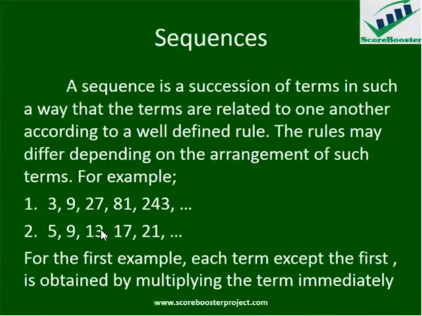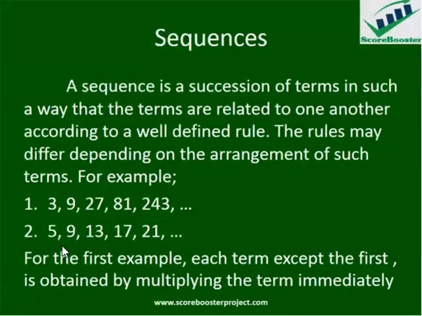To get the fourth term, you add 4 to 13 to get 17. To get the fifth term, you add 4 to 17 to get 21. And to get the sixth term now, you add 4 to 21 to get 25, and so on. Here, the general rule of this particular sequence is adding 4 to the preceding term to get the next.